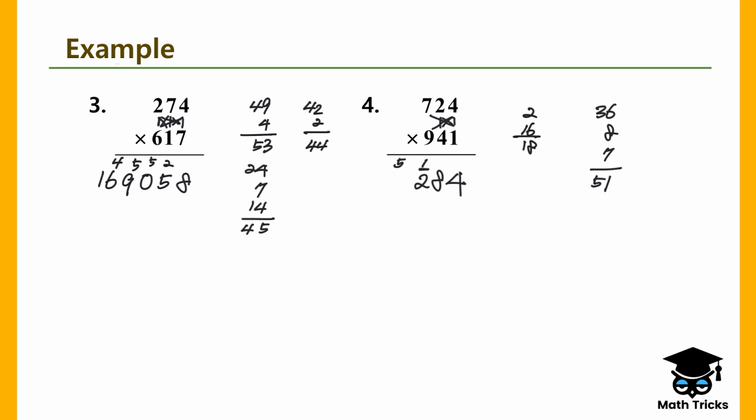So 5 goes here. And 2 times 9, 18. 7 times 4, that's 28. Add them, that's going to be 46. 46 plus 5, that's 51. So 1 here, 5 here. And 7 times 9, that's 63. 63 plus 5, that's 68. So 68.